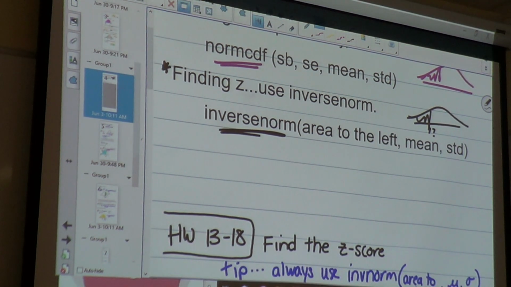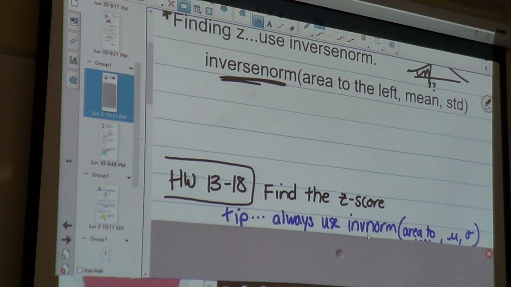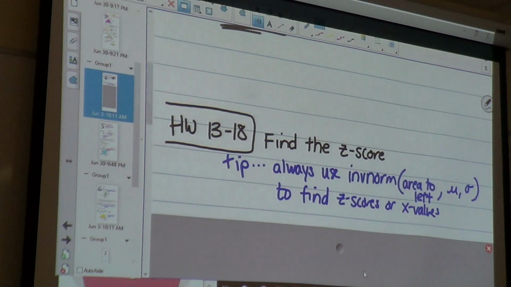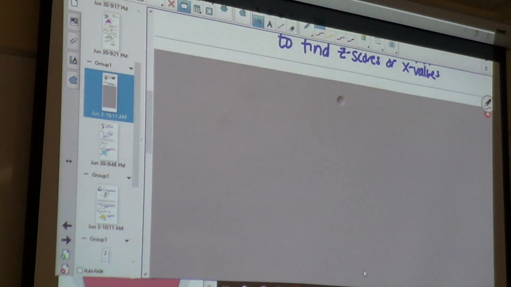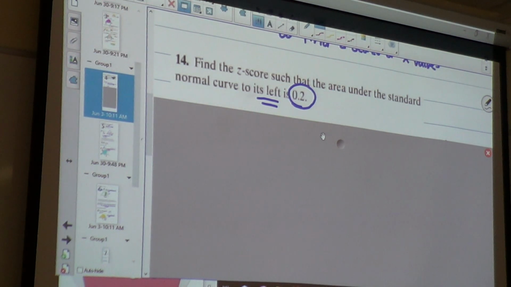All right. Let you get that, and then we'll move down. All right. Find the z-score such that the area under the standard normal curve to the left is 0.2.